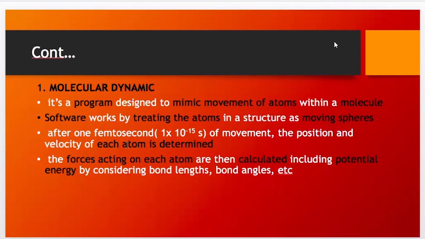If you have your benzene, I'll keep going back to benzene, your carbon atoms, your hydrogen atoms, after femtoseconds, that sphere of the hydrogen atom, the carbon atom, after it has moved from this position to the next position, you need to determine the velocity. You need to determine the potential energy by looking at the bond length. Has there been any change in the bond length? Have there been any changes in the bond angles after this molecule has moved from position A to position B?